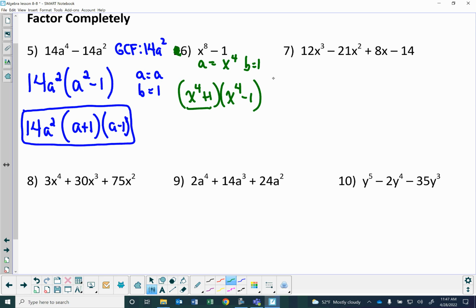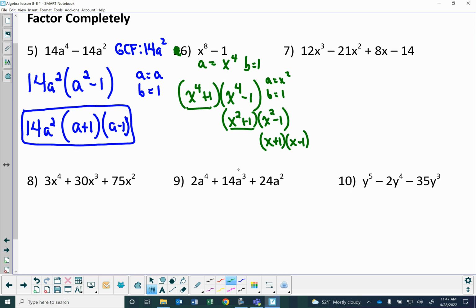Now my a term is going to be x squared, and my b term is still 1. So this x to the 4th minus 1 will factor to x squared plus 1 times x squared minus 1. The x squared plus 1 does not factor again, but the x squared minus 1 does. The x squared minus 1 will factor again because the a term is x and the b term is 1. So this x squared minus 1 factors to x plus 1 times x minus 1.